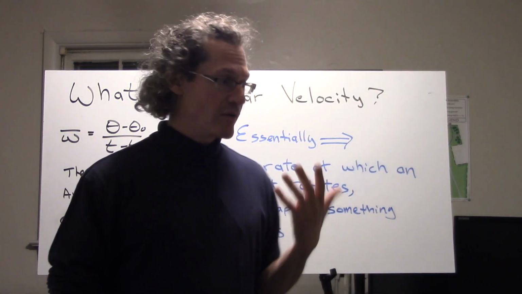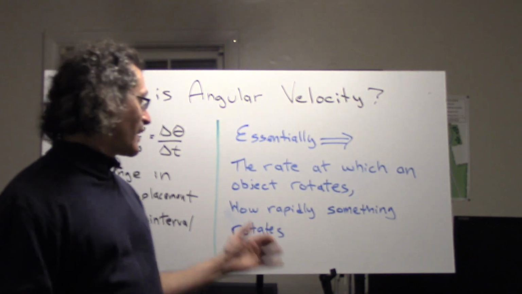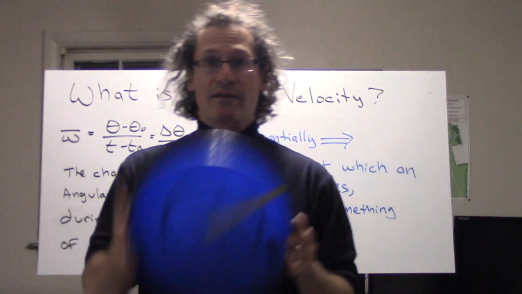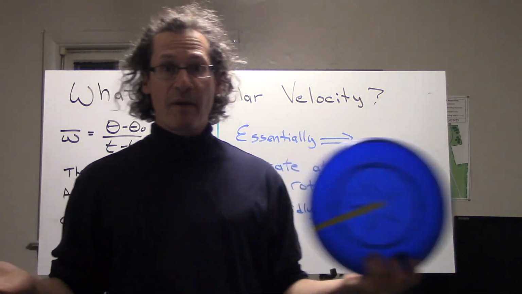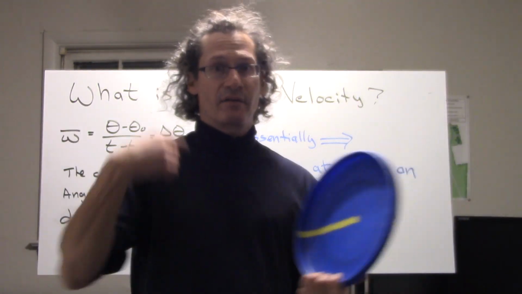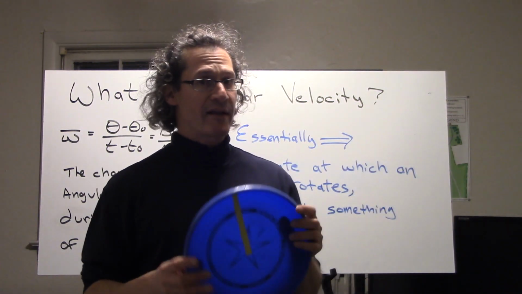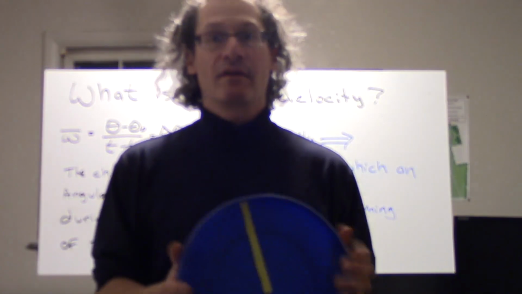So essentially, what is it? It's the rate at which an object rotates, how rapidly something rotates. So the faster I rotate this thing, my frisbee, the higher the omega. That's it. The higher the speed of its rotation, the higher the angular velocity, there's more omega. Okay, so I can spin this really fast. I'm going to try to do this in front of the camera. Maybe I should do it back here.